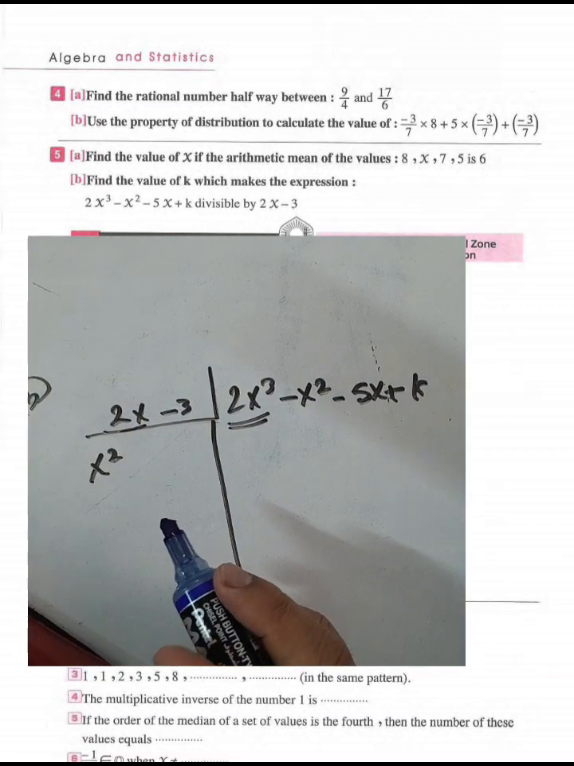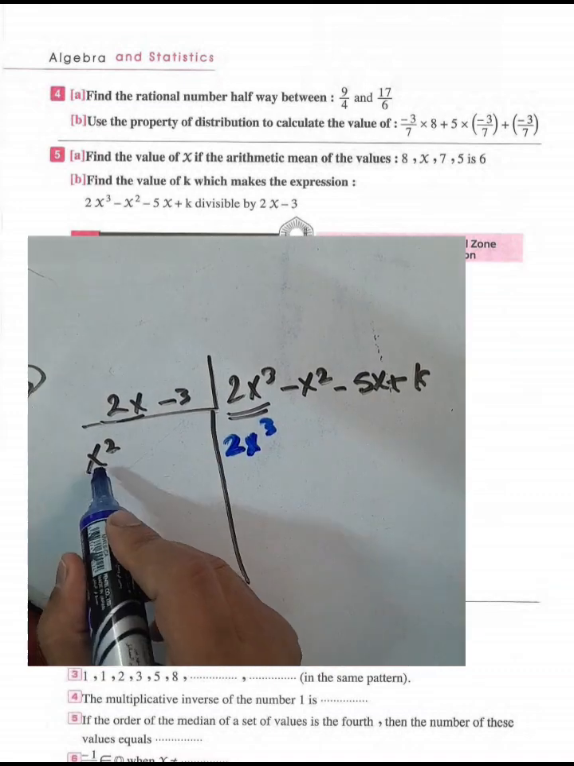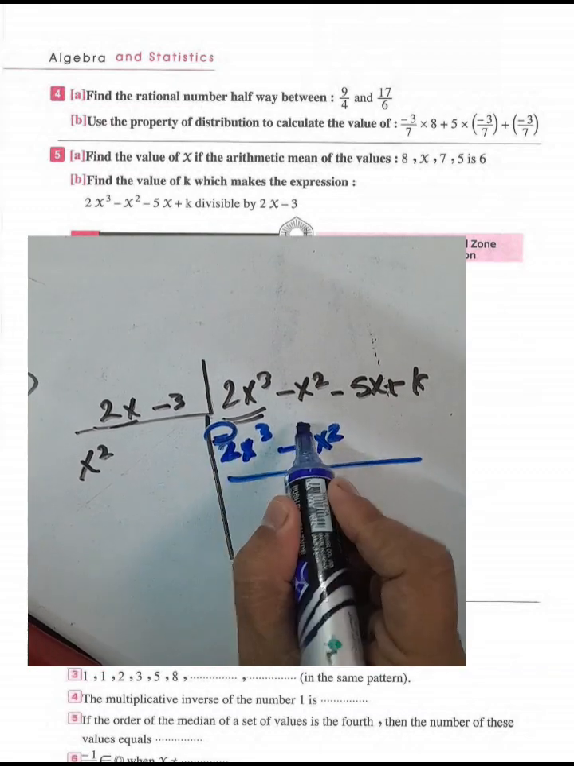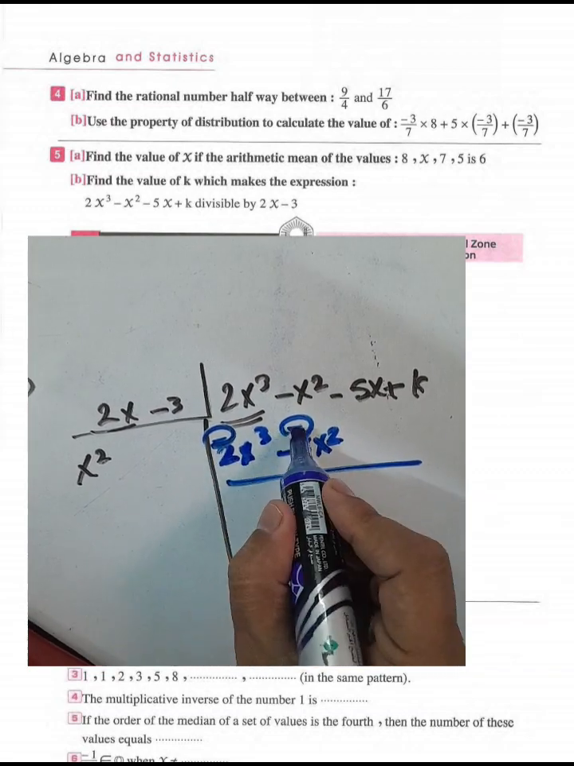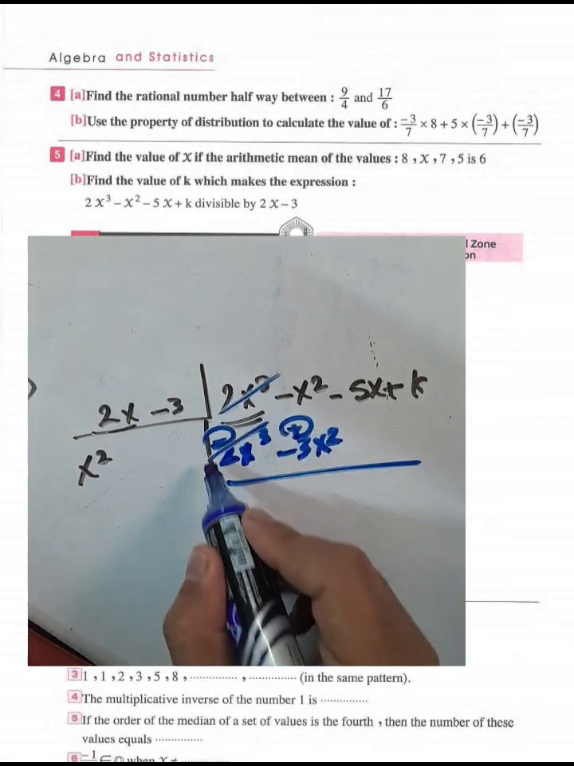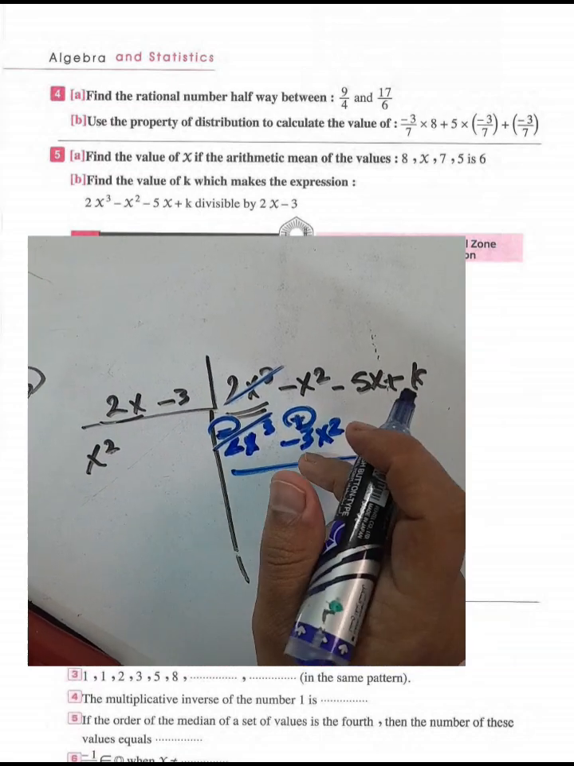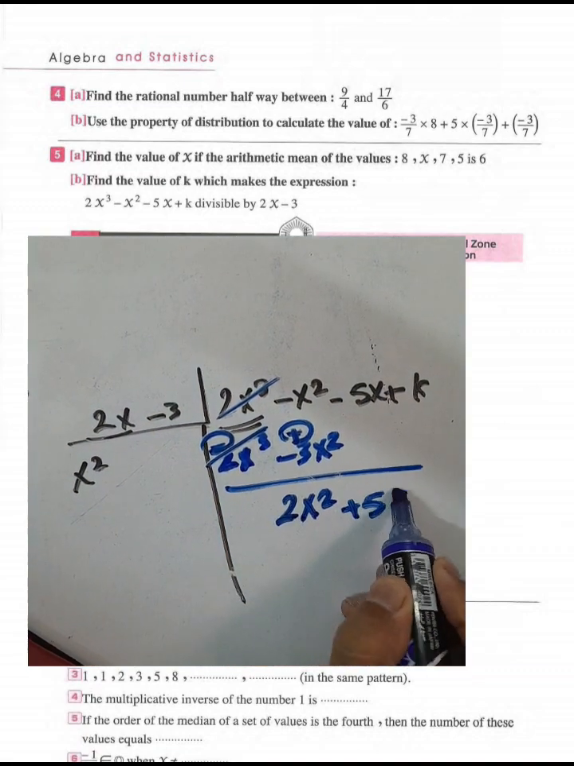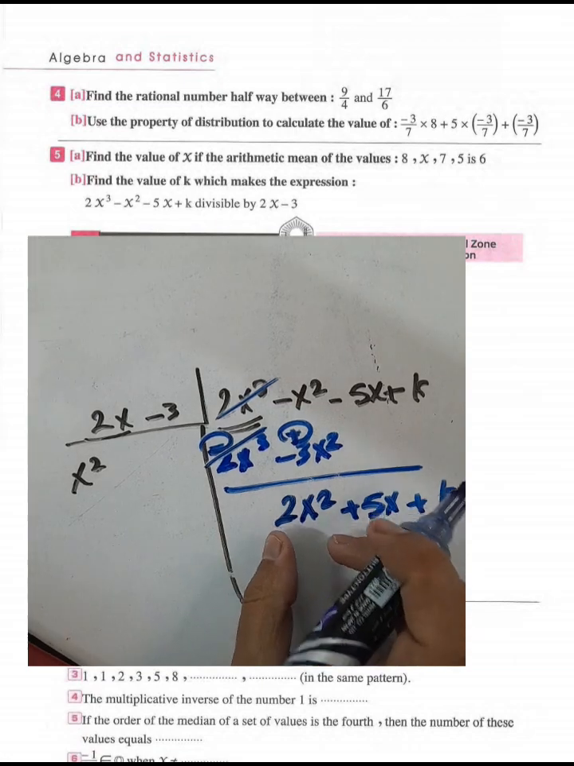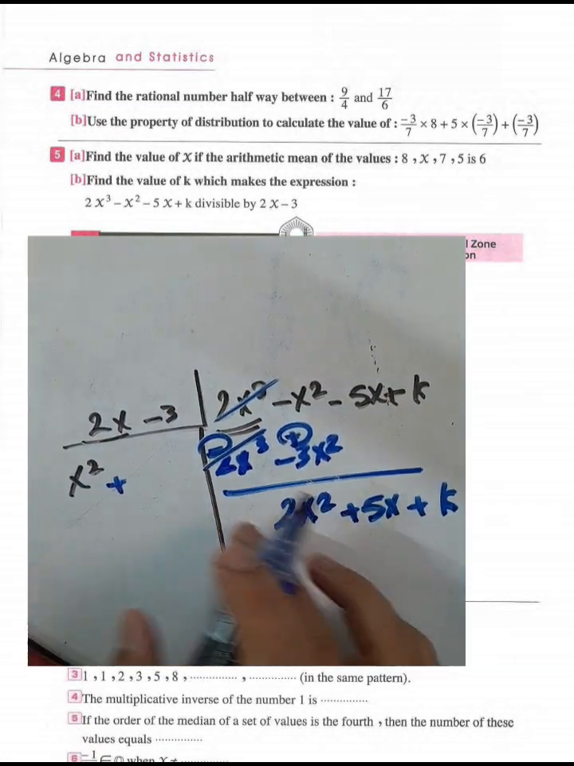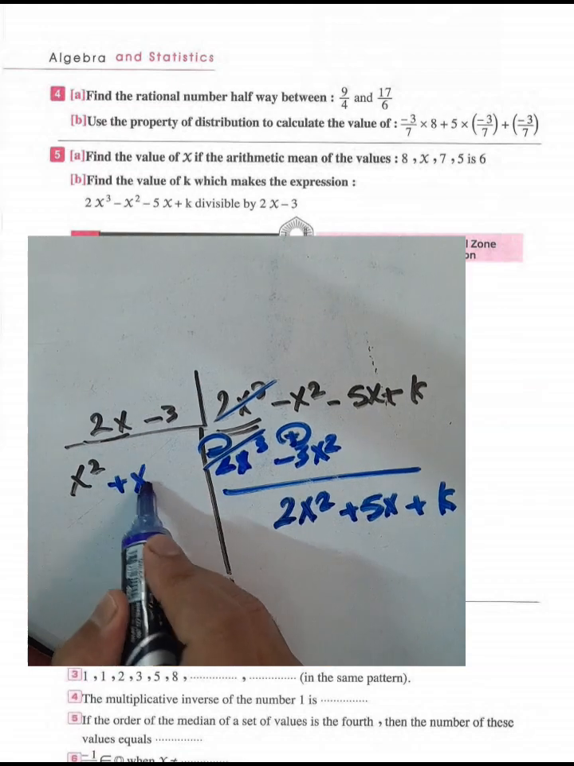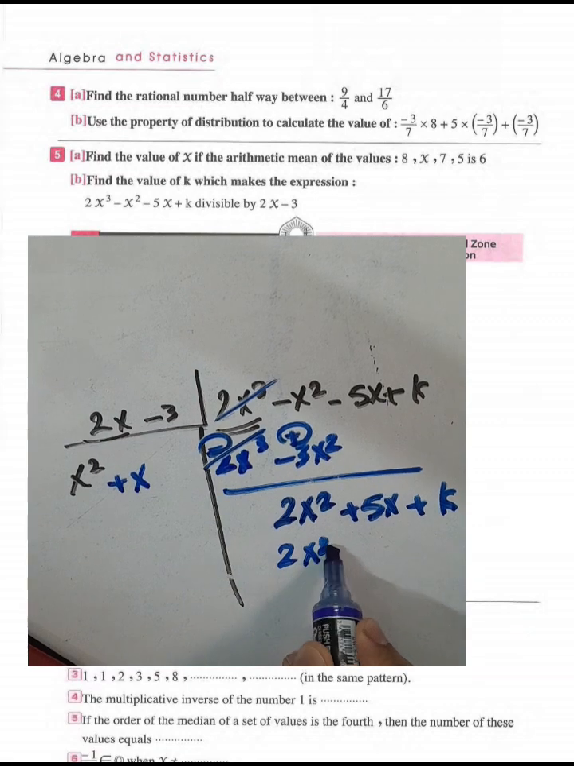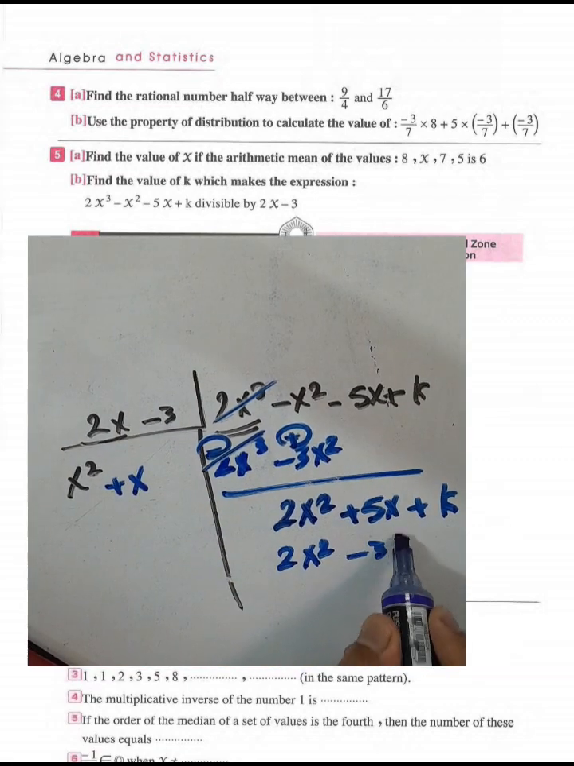x to the power 2 times 2x will be 2x to the power 3, and x to the power 2 times negative 3 will be negative 3x to the power 2, and then find the difference between the two. Change the sign here, negative becomes positive, cancel two terms here. Positive 3x squared minus x squared is 2x squared, minus 5x plus k, and then divide 2x squared by 2x: 2 divided by 2 equals 1, and x squared divided by x is x. Then x times 2x is 2x squared, and x times negative 3 is negative 3x.